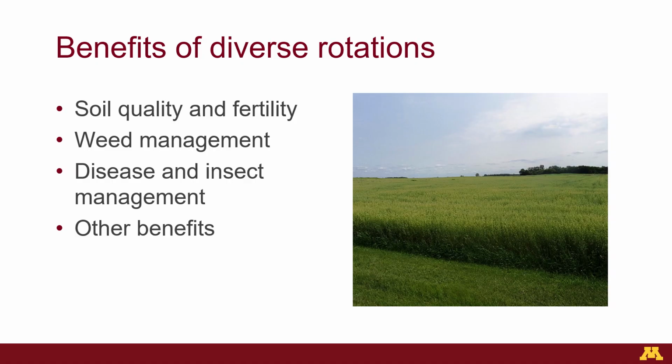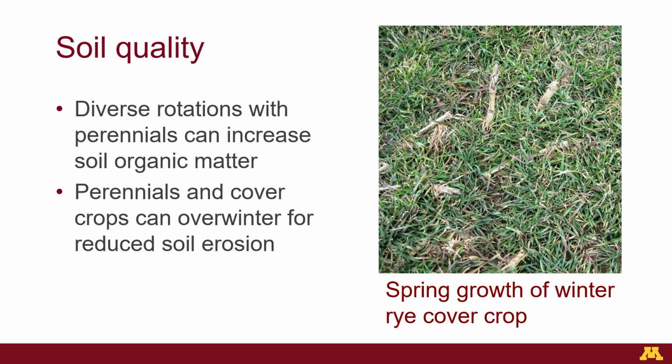In this section, we will describe the benefits of rotation in more detail. Soil quality, soil fertility, weed management, and disease and insect management are some of the biggest challenges organic farmers face. Diverse rotations can have an impact on many of these issues. Diverse rotations that include perennials and cover crops can improve soil quality by contributing to soil organic matter. Crops that overwinter can also protect soil from erosion. This image shows the spring vegetative growth of a rye cover crop protecting the soil.